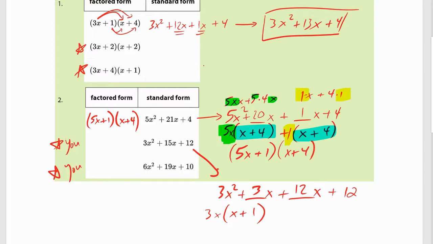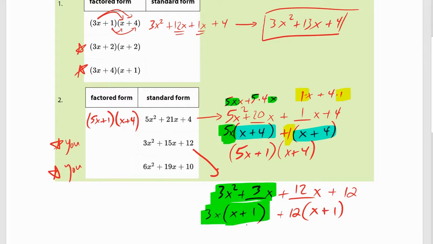So just to let you know, what I'm looking at is this first part only, okay? They both have a 3 and at least an x, so I took that out. And it ended up giving me that right there. You see that? The 12x and the 12, those have what in common? A 12. You take out a 12. And if you do that, you end up getting x plus 1.